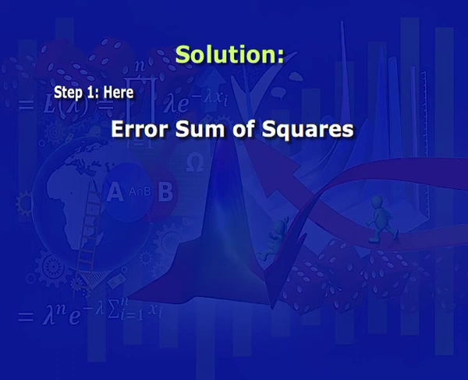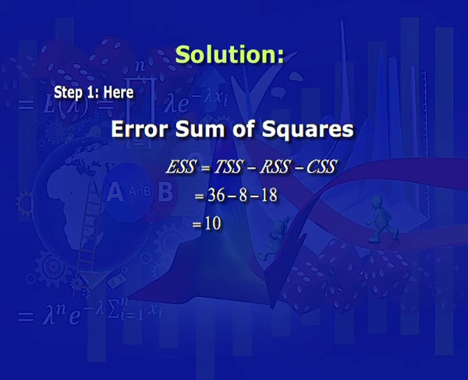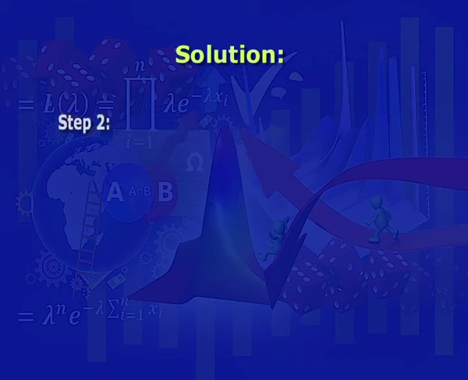Now, we calculate error sum of squares using the formula: error sum of squares equals total sum of squares minus row sum of squares minus column sum of squares. Substituting the values of all the 3 sums of squares, that means 36 minus 8 minus 18, we get the answer 10.